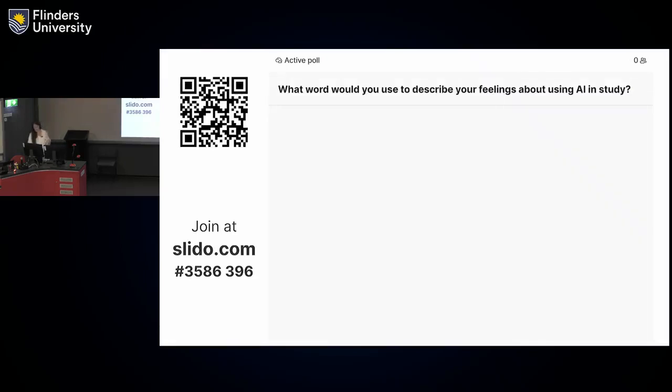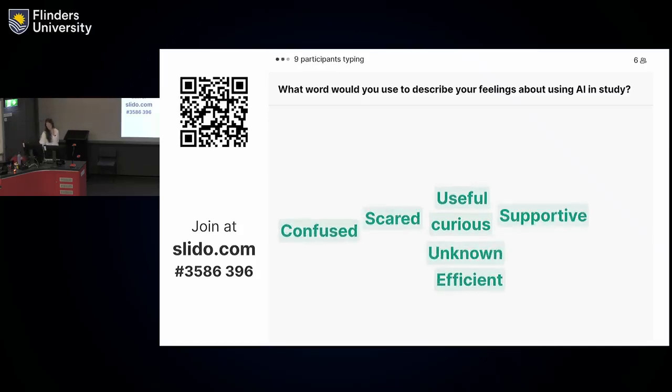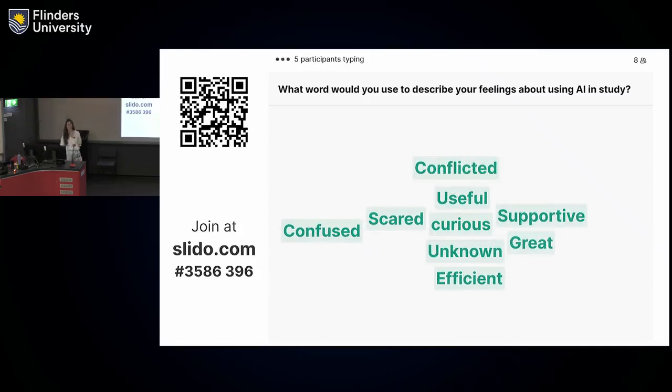That's really awesome. We've got one last one, just a quick one. One single word: what would you use to describe your feelings about using AI in study? Last one. Curious. I like that one. Confused. I like that curious and confused came up right next to each other. That's great.